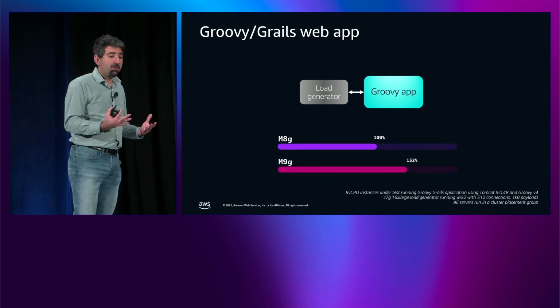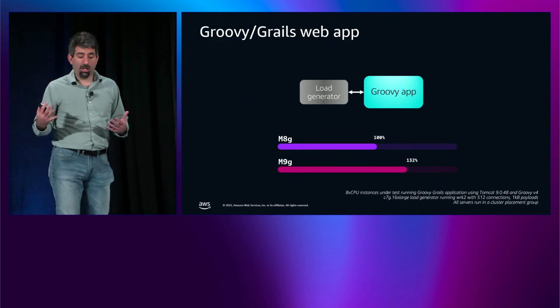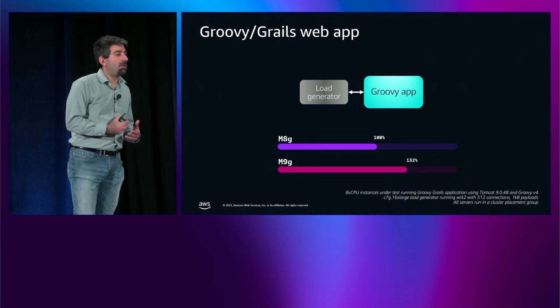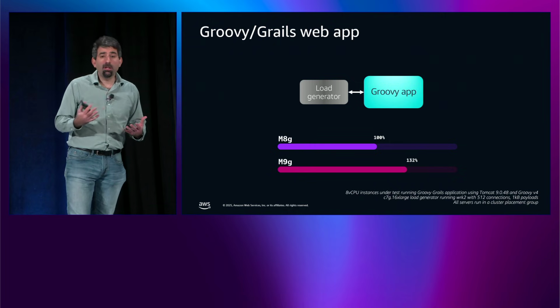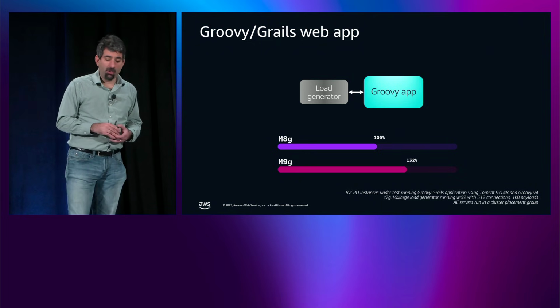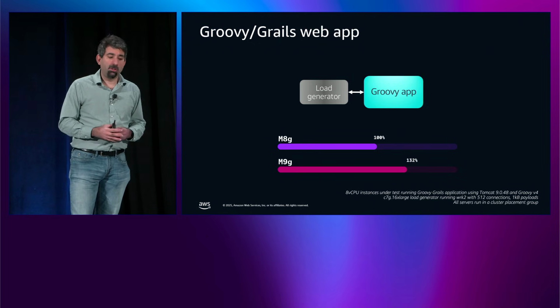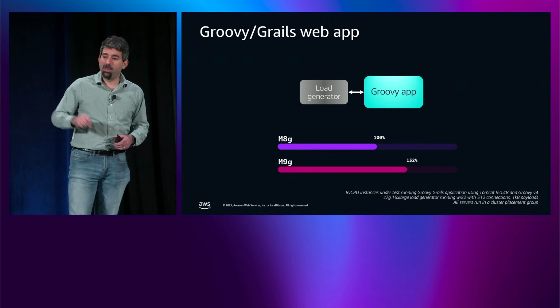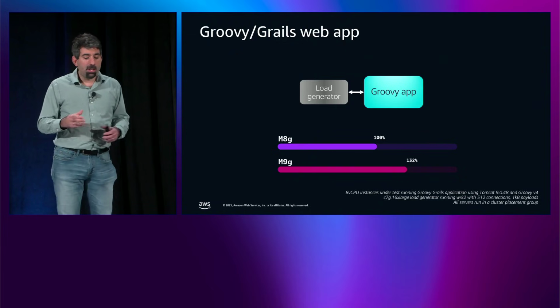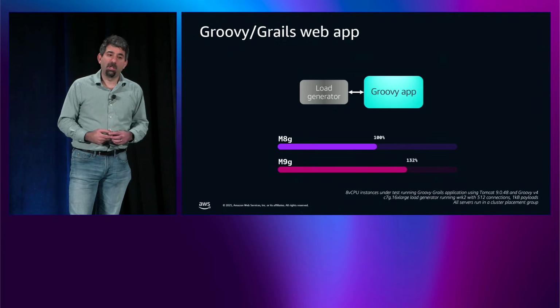We also have many customers who are running Java-based web applications on Graviton. And here too, we're seeing impressive gains. Grails is an open source web framework that uses the Groovy language. And we took a Grails application and fixed a load generator and tried running it on a Graviton 4-based M8G and a Graviton 5-based M9G. And here we see a 32% increase in requests per second.